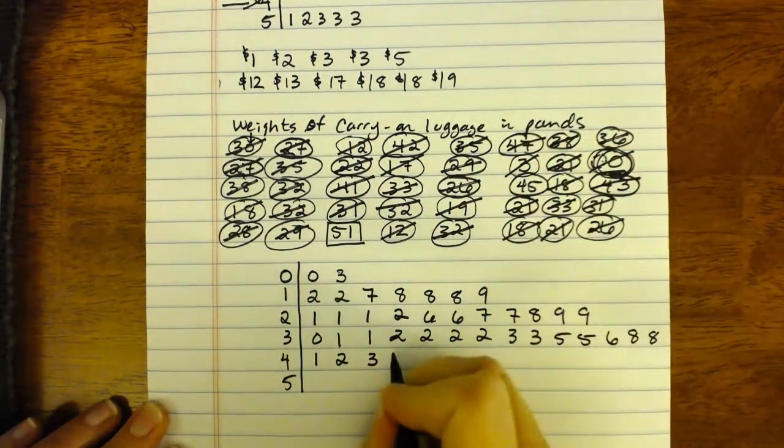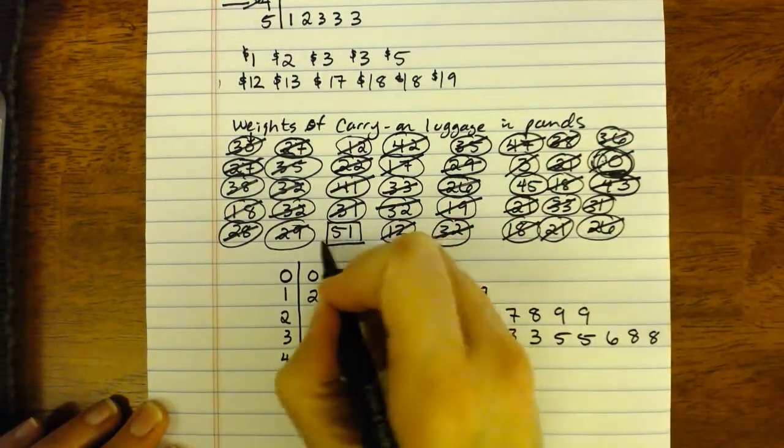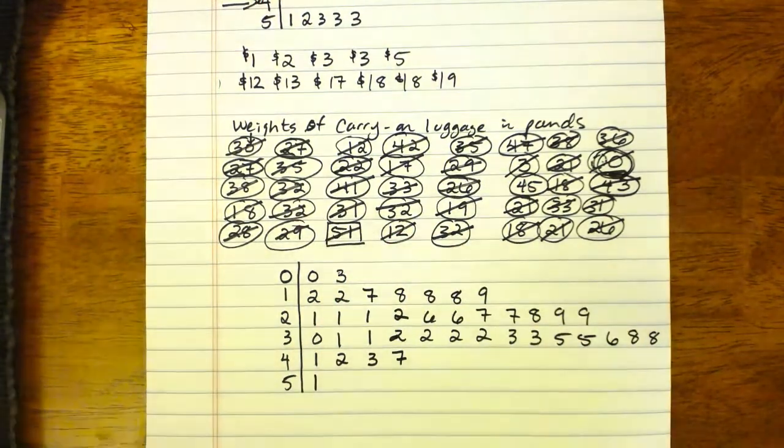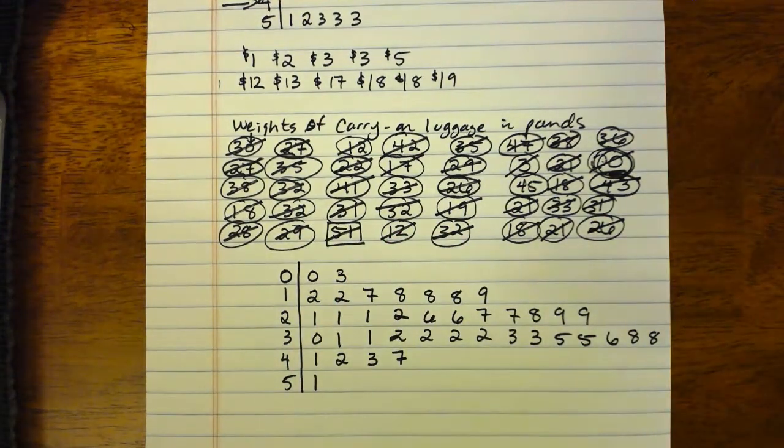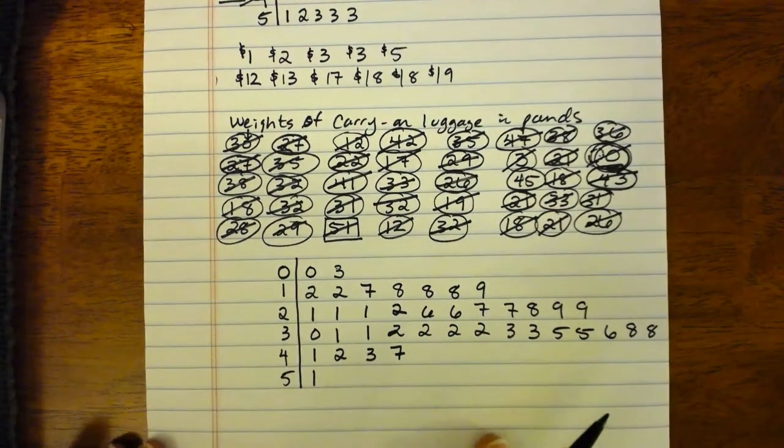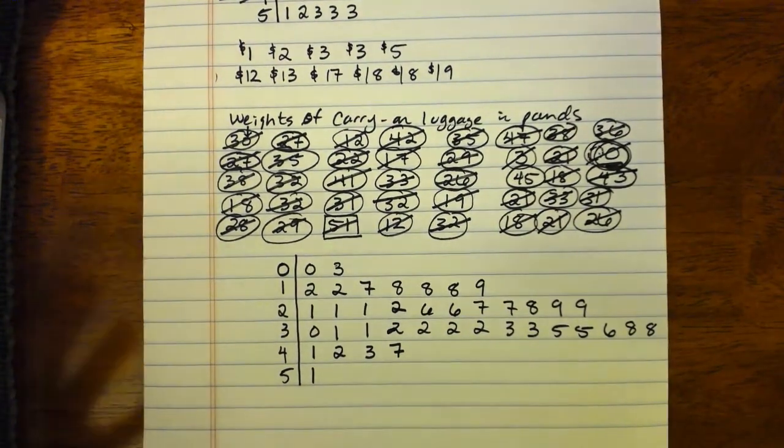Yep. And then for 50s, the only one that we have there is the 51. So there would be our stem and leaf display for the weight of the carry-on luggage in pounds. But we do need a legend. Now, why do we need a legend?